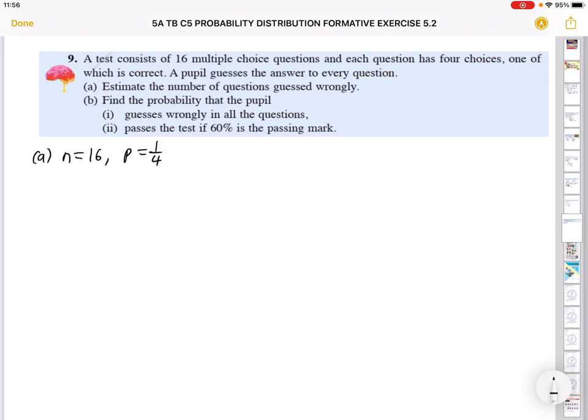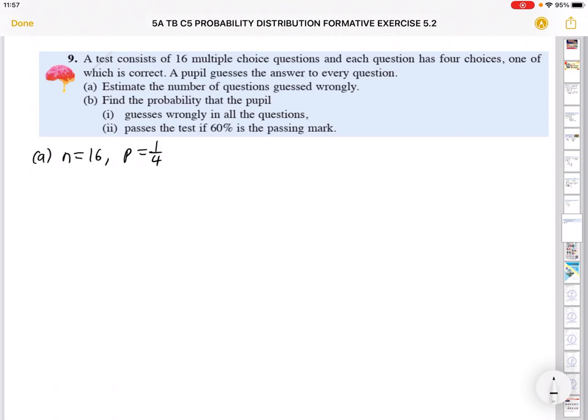So you are guessing. Now, you cannot say that the probability of getting a correct answer is 1 over 4 unless you say you have no knowledge about it, you're just guessing, right? Because guessing is 1 over 4. If you have knowledge about it, the chances of you getting the correct answer is actually probably higher, right?